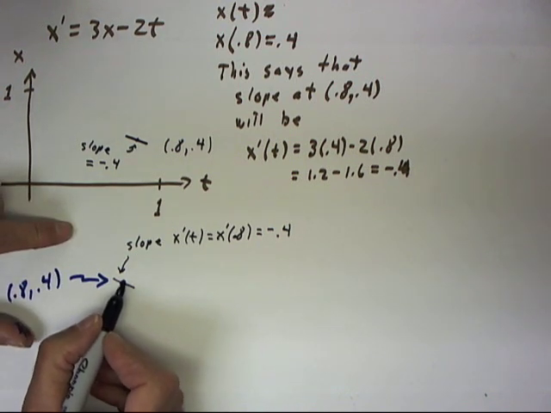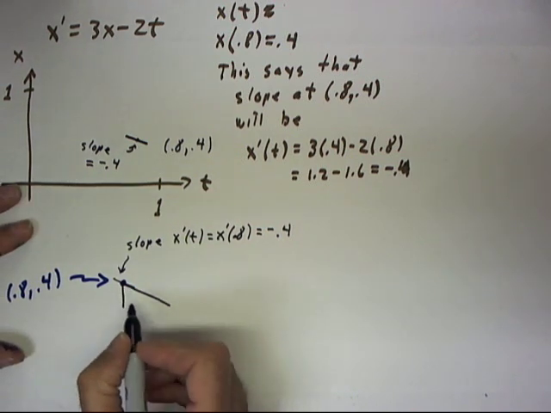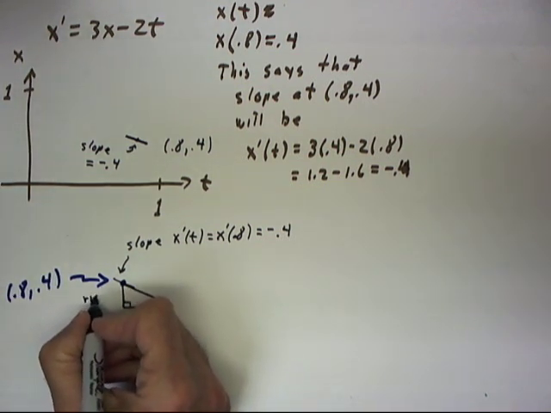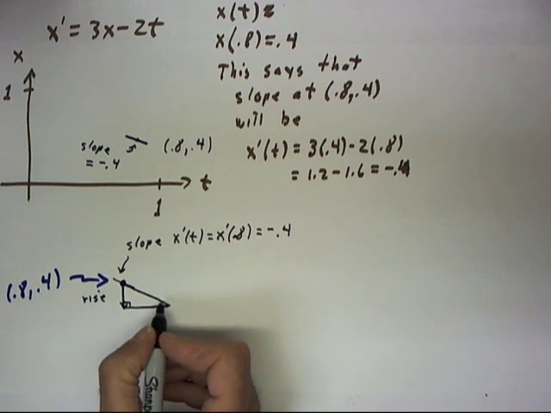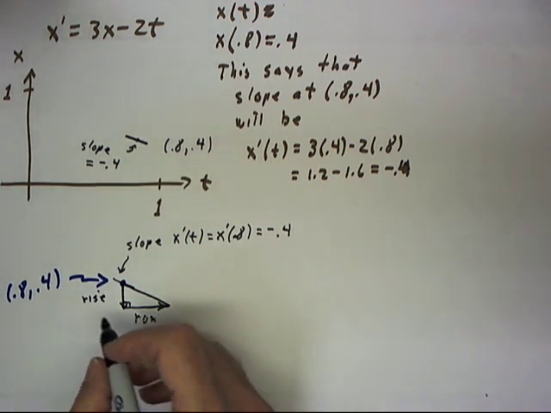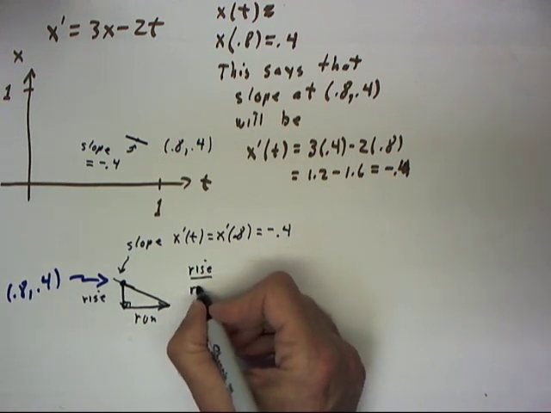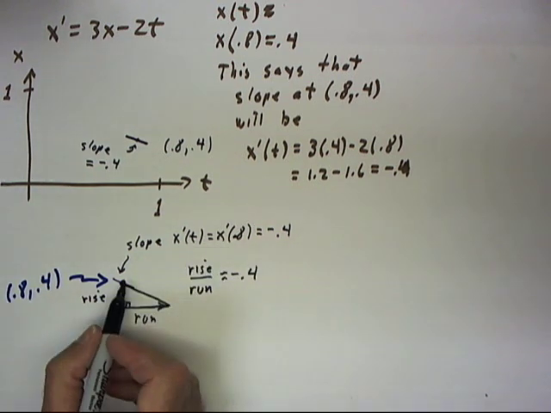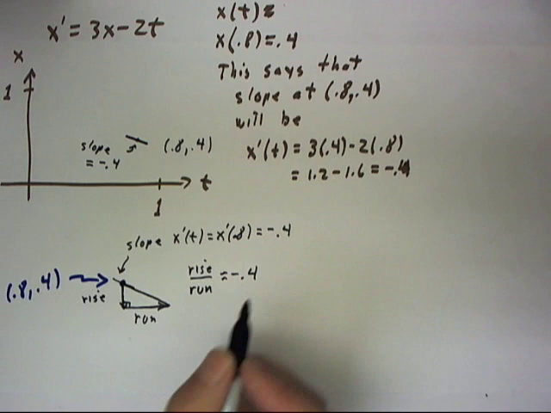does this mean? Well, this means that if we move from this point any distance to the right, we can form a right triangle with a rise. Now if we're moving from this point to the right, the rise will be downward, and a run. And the rise divided by the run is going to be about negative 0.4. Now at this point, the closer we are to the point, the less distance we move from the point, the closer our rise over run, the closer our slope will stay to negative 0.4.